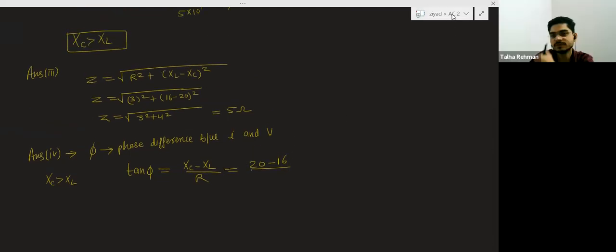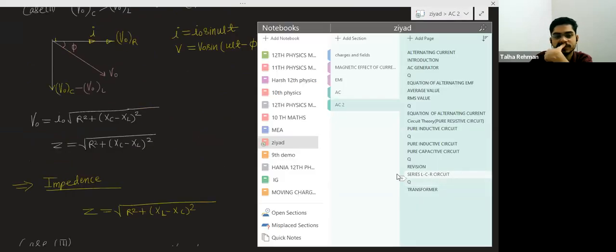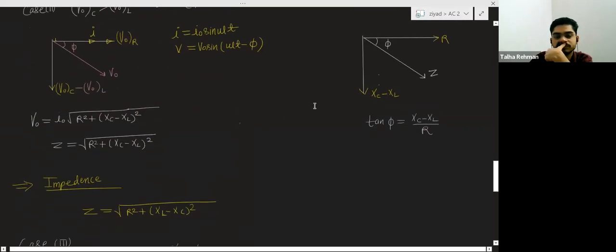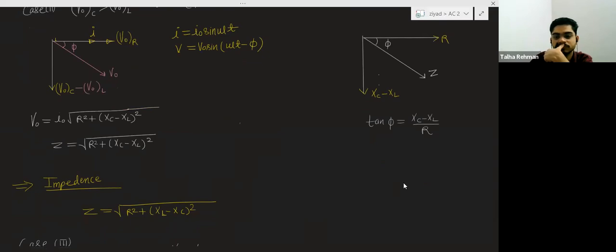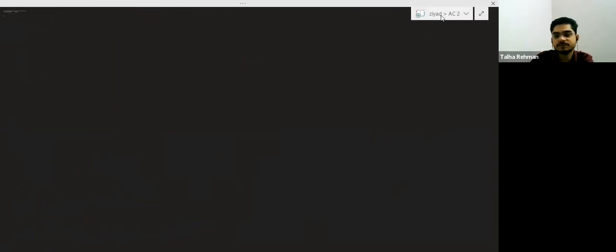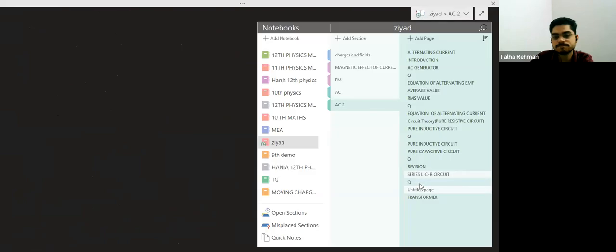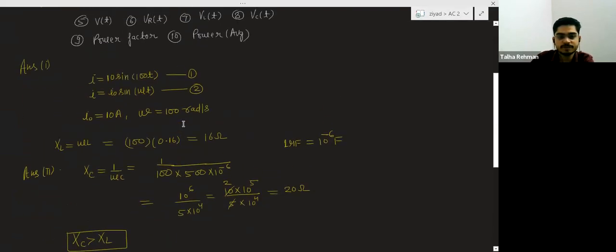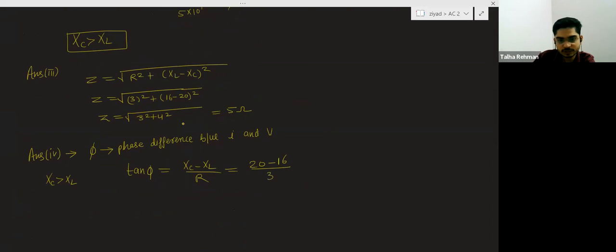This is R. Just wait a minute. I want to see one thing. R is 3. So we will put here 3. So this will become 4 by 3. So your tan phi is equal to 4 by 3. So from this you can write phi is equal to tan inverse 4 by 3, this is your phi.